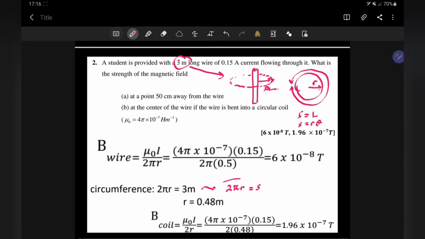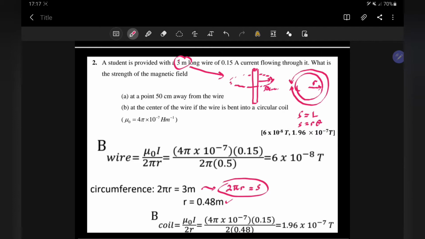By using this equation, we first find R, and then by using the coil equation, which is mu naught I over 2R, this is the strength of the magnetic field of any coil at the center. Again, mu naught is just a constant. I is the current carried by the wire before, which is 0.15 amperes. Then this is our R. R comes out to be 0.48. Substitute into this equation, then you will get the answer. So remember, this is the hidden info, where the length of this circle still equals the length of this straight wire, because we are using the same wire, we just bend it into a coil.